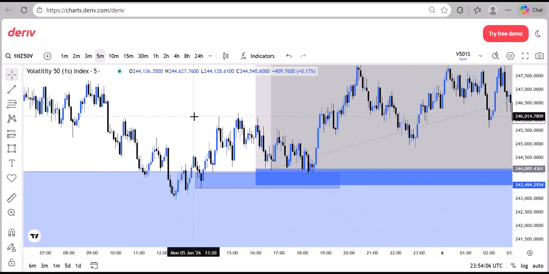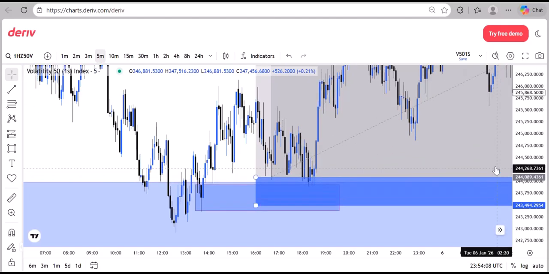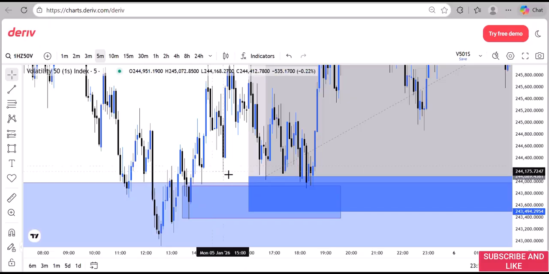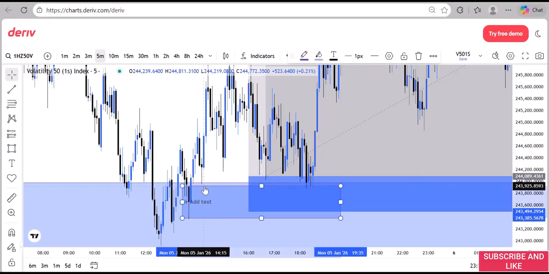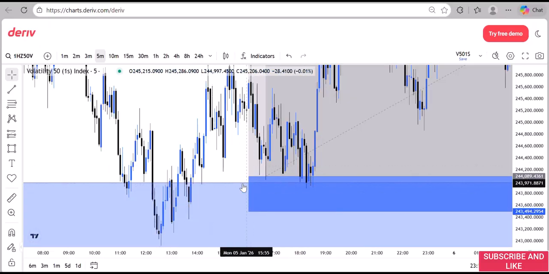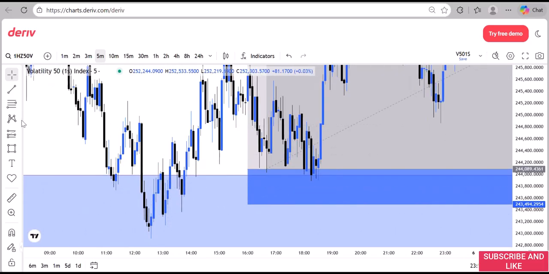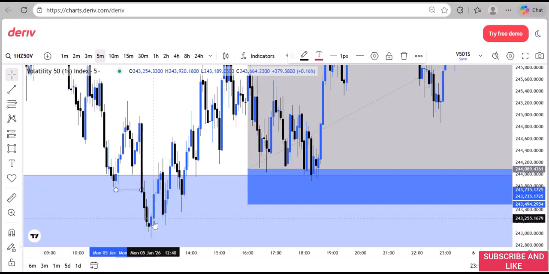So what did we see? Was there anything clear here? Yeah, it was perfect. We saw here that price tapped in. Of course it took out this previous low. So price tapped into our zone, and then where did we see a break of structure? This is a break of structure.